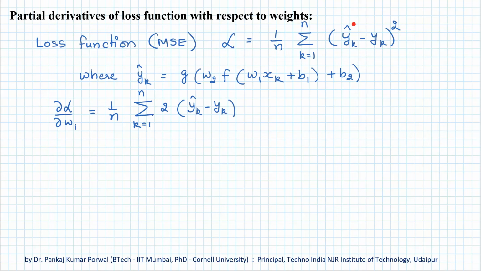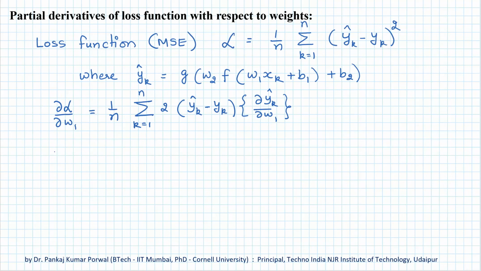Now the derivative of this with respect to W1, so that will be del yk hat del W1, and because yk is part of our training data set, that is a constant, so the derivative will be 0. So I will not write that term here. Now we need to find the partial derivative of yk hat with respect to W1 to get the partial derivative of the loss function with respect to W1.